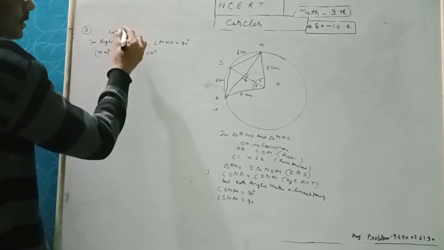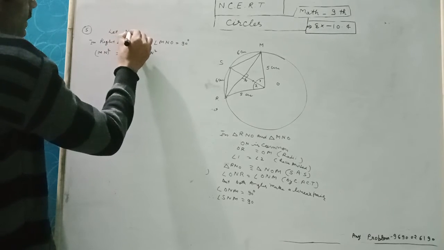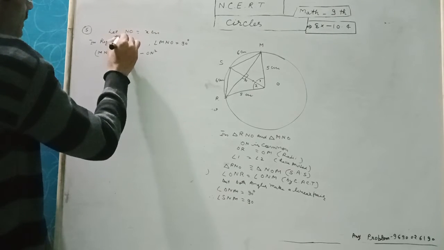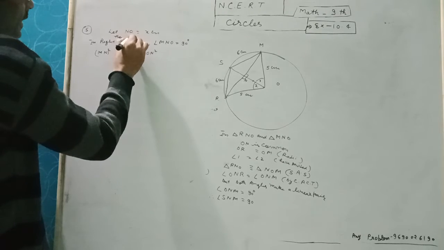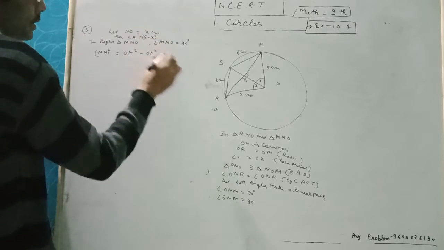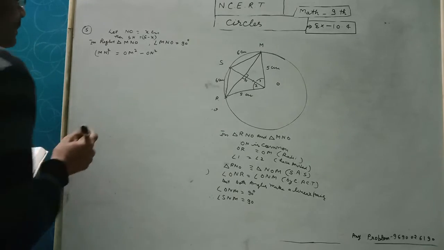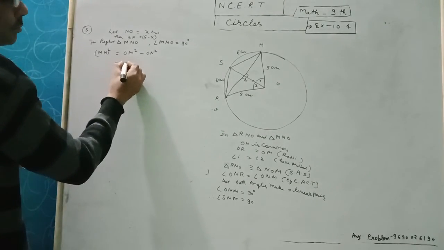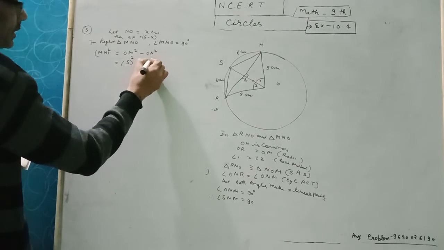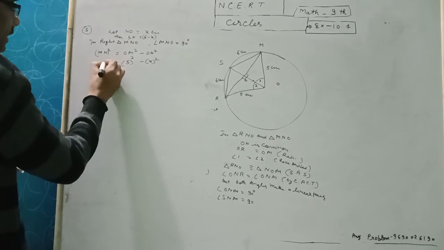Let NO is equal to x cm, then SN is equal to 5 minus x cm. OS is a radius, which length is 5 cm. OM is equal to 5, ON value is x. This value is MN square.